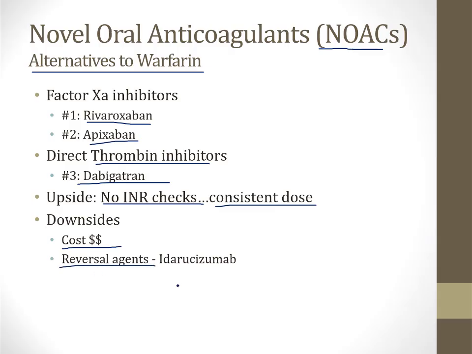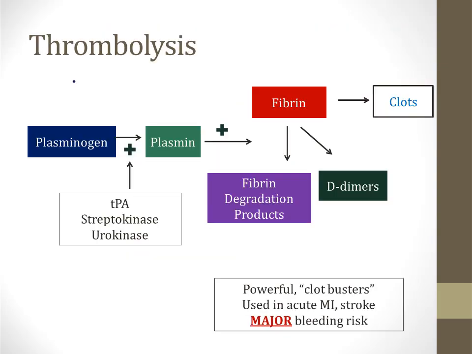There is now a reversal agent called idarucizumab, which is an antibody. This can be used as an antidote to dabigatran, but there are no reversal agents for rivaroxaban or apixaban, and this can be a problem if a patient on one of these NOACs develops significant bleeding and needs reversal of the anticoagulant effect. The last class of drugs I want to mention are the thrombolytics.